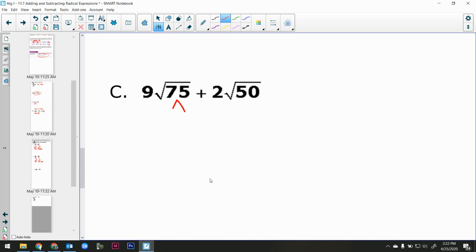Okay, and we're back. Sorry about that, folks. So we've got 9 radical 75 plus 2 radical 50.